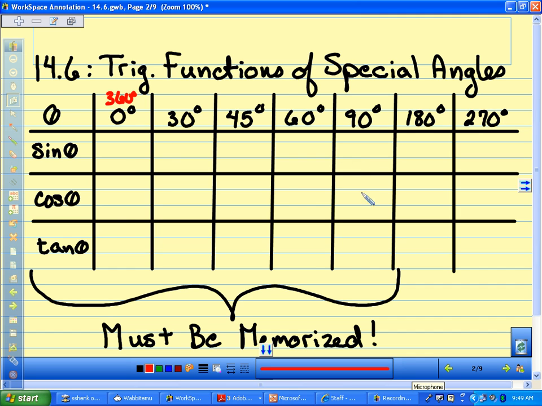Now, it's not 15 different numbers that you're going to have to memorize. There's going to be a trick to knowing this table. If you know this line right here, you know the whole table. So it's not memorizing 15 different values. It's just memorizing this sine line. If you've got that sine line, you've got the whole table. Okay? Now, how are we going to get these values then?